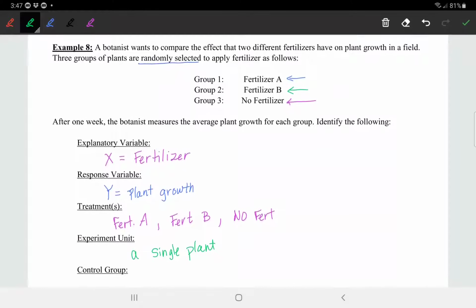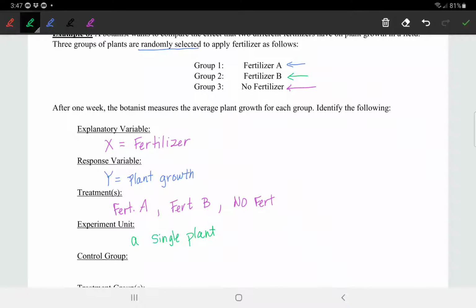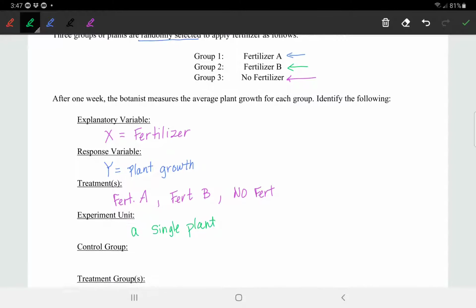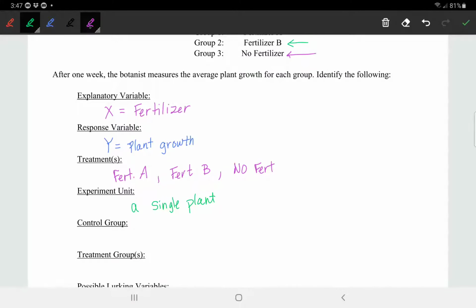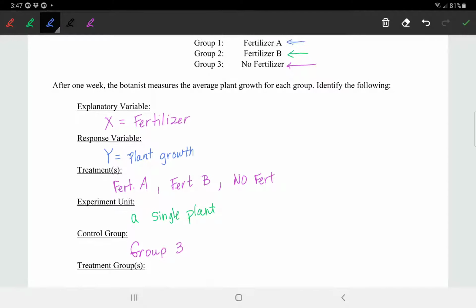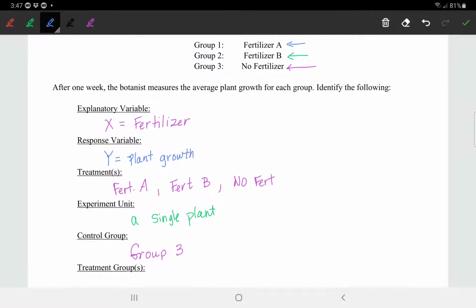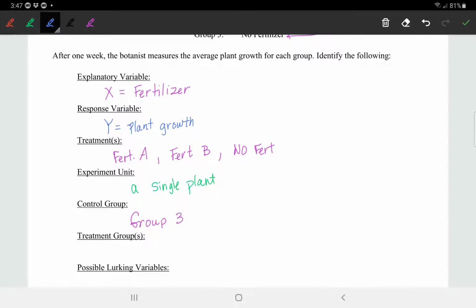What is the control group? The control group will have no treatment given to it, so that would be the no fertilizer group. That is group 3. Versus the treatment groups. The treatment groups were group 1 and 2. Group 1 gets fertilizer A, while group 2 got fertilizer B.